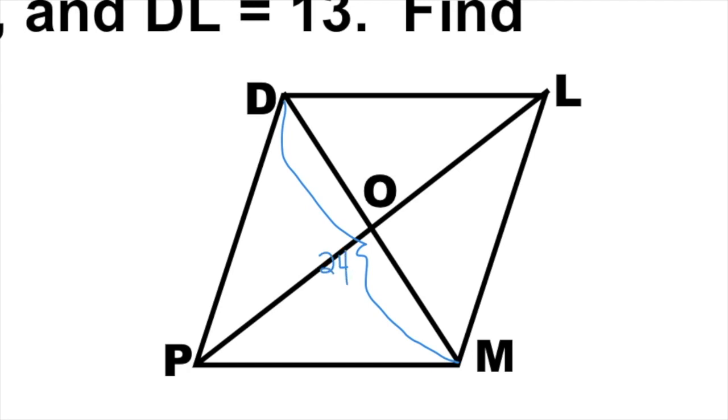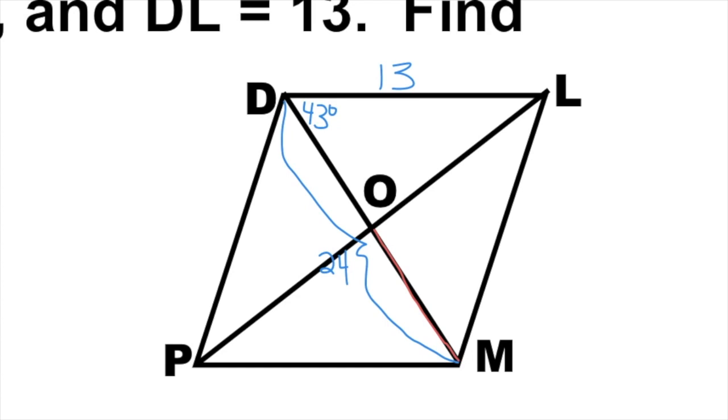It tells me that angle LDO, this angle up here in the top corner, is 43 degrees. And then it tells me that from D to L, this top one here, is 13. And then it asks me a whole bunch of questions, so we're going to go through them kind of quick. OM, that's this piece right here. It wants to know that first.